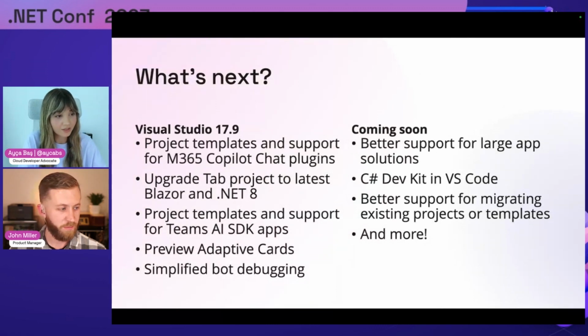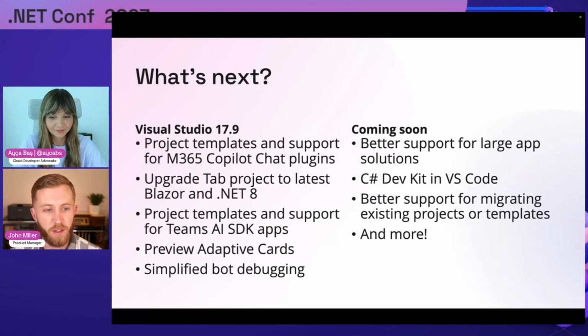John, would you like to give some details about what's coming? Sure. Thanks, Akshay. So what's next for the toolkit? In 17.9, you can download preview 1 now, I think. We have some new templates in there. One of the highlights is the API message extensions, and we're starting to roll out support for extending Copilot as well. And you can also get the latest updates for the Blazor project.